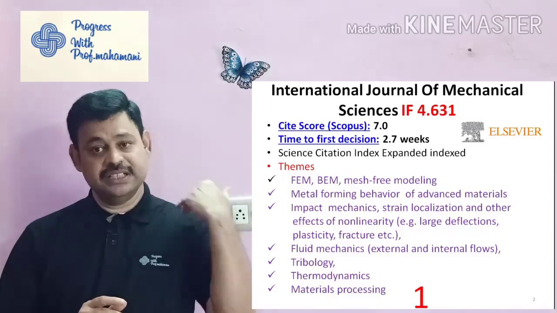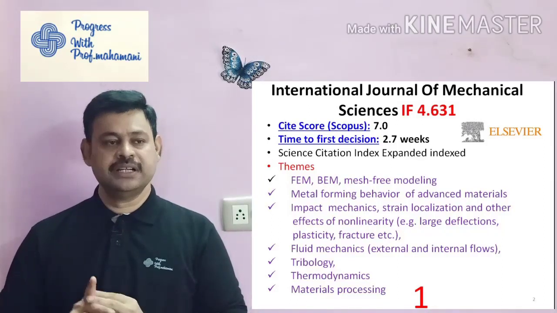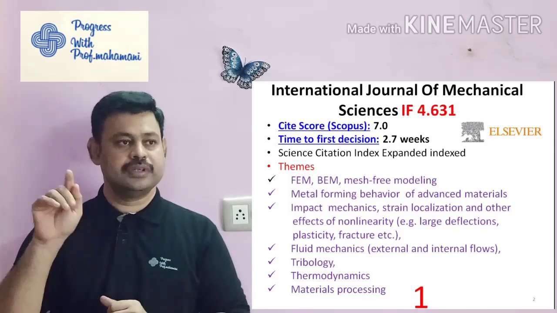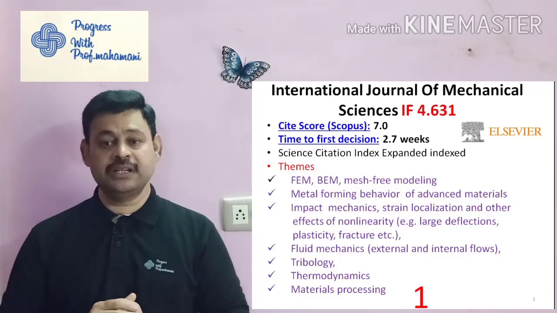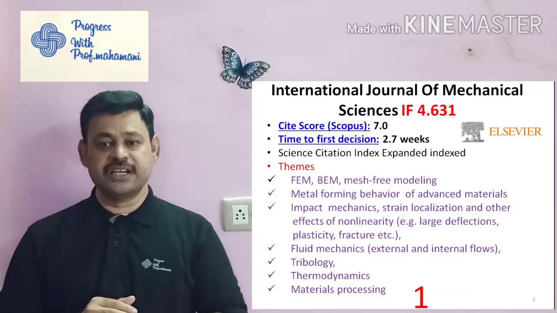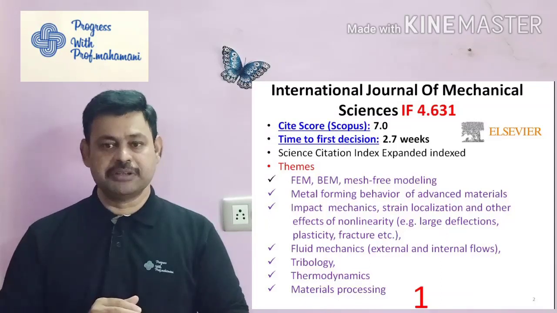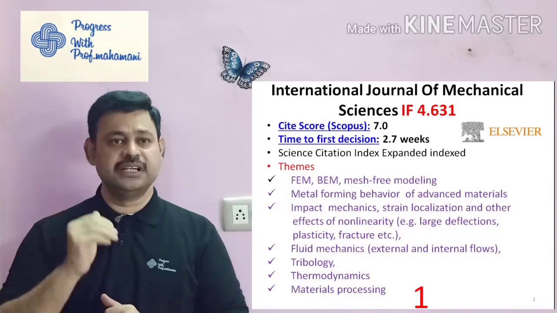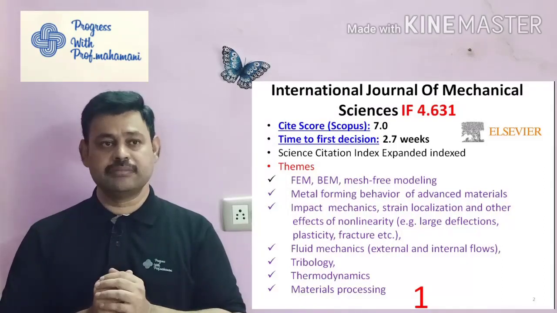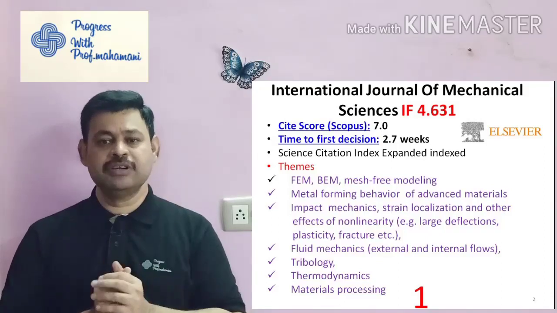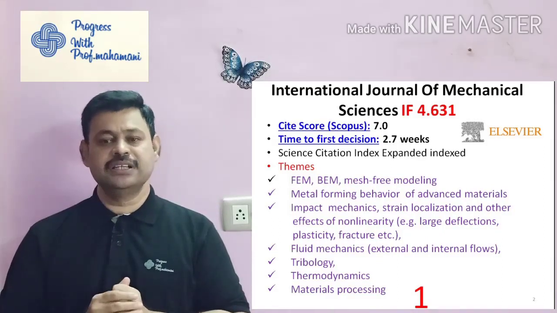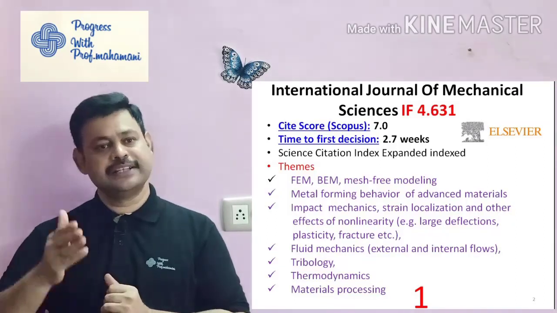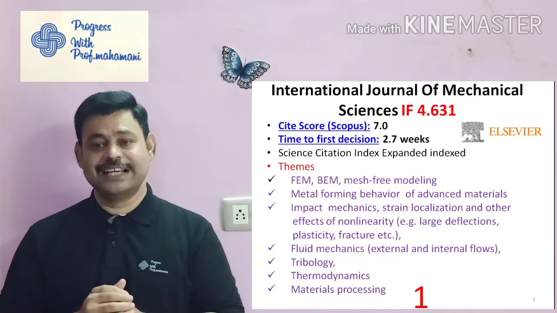Now let us go to the first journal. The first journal is International Journal of Mechanical Sciences. This publication is Elsevier. The impact factor, IF means impact factor, is 4.6. This journal is Scopus indexed. The CiteScore is 7.0. Some research scholars are asking about time of publication, I mean quick publication, so this information will help you. Time to first decision is 2.7 weeks. This journal has a valid impact factor, and as usual it is Science Citation Index Expanded.